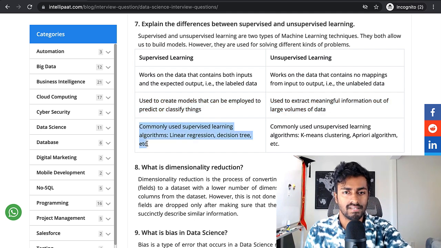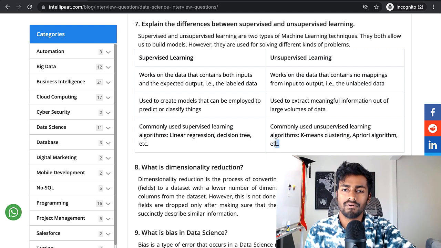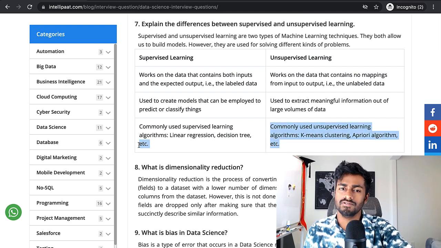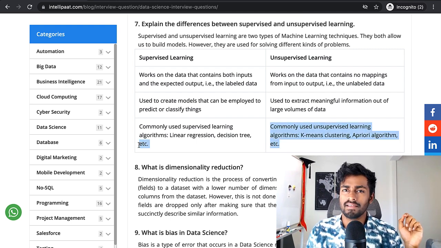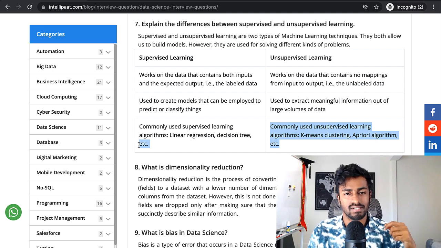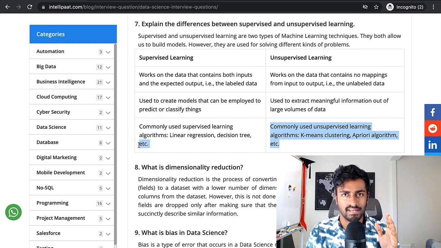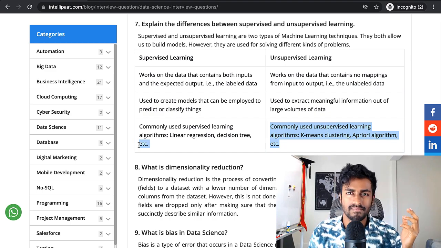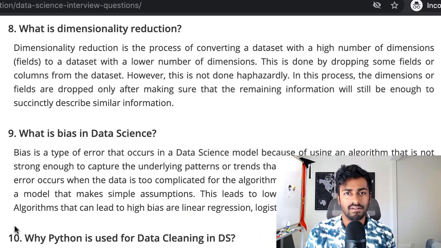And then commonly used supervised learning algorithms are linear regression, decision tree, etc. And then we have k-means, apriori algorithm, etc. Now, when you're actually talking in an interview, just a little tidbit is that I don't like the word etc. If you're going to use etc., you might just say this, this, and this, or just say this and this without using etc. What is dimensionality reduction?